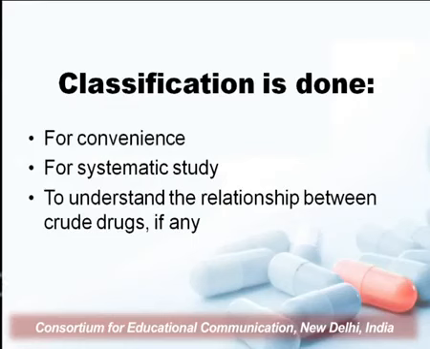It also helps in understanding the relationship between crude drugs, if any relationship is present. If the drugs are classified on the basis of their morphological characters, then one can easily assess that the drugs grouped under a particular classification system might also have certain basic characters that are similar among all the members of that group. So this also helps in understanding the relationship between different drugs.